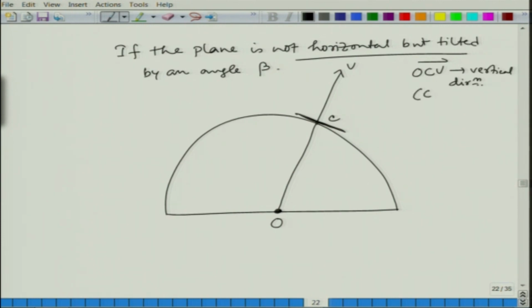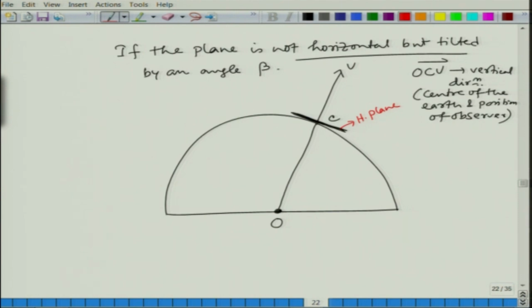It connects to the center of the earth and position of observer, right. Now, whatever plane is perpendicular to that direction, that is our horizontal plane, right. So, this is horizontal plane, right.